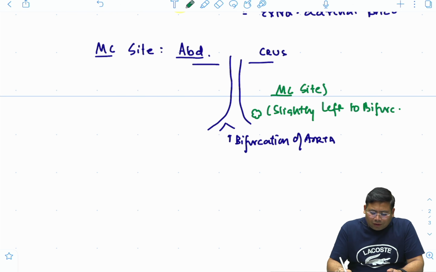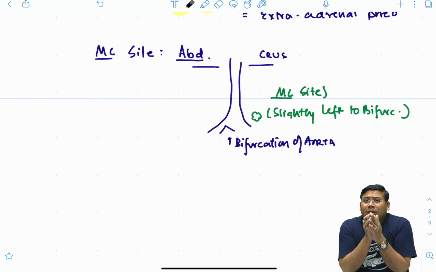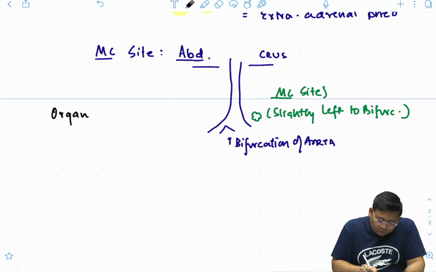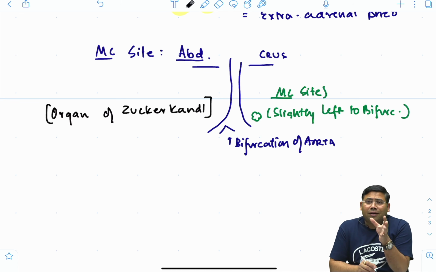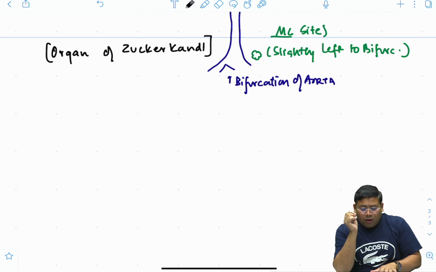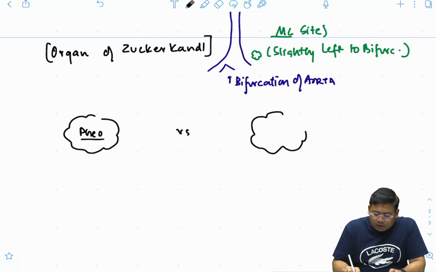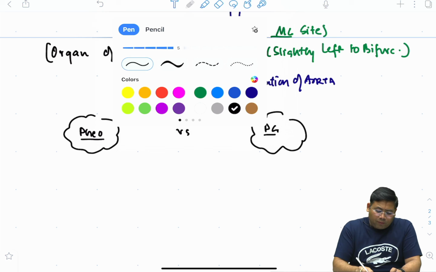Do you know what these organs are commonly known as? They are classically known as the organ of Zuckerkandl. So when we talk about the organ of Zuckerkandl, this is the classical, the most common place for paraganglioma. And I'll tell you something interesting about the organ of Zuckerkandl also. Now let us try to understand, when we talk about a pheo versus paraganglioma, students, it's very important for us to understand.